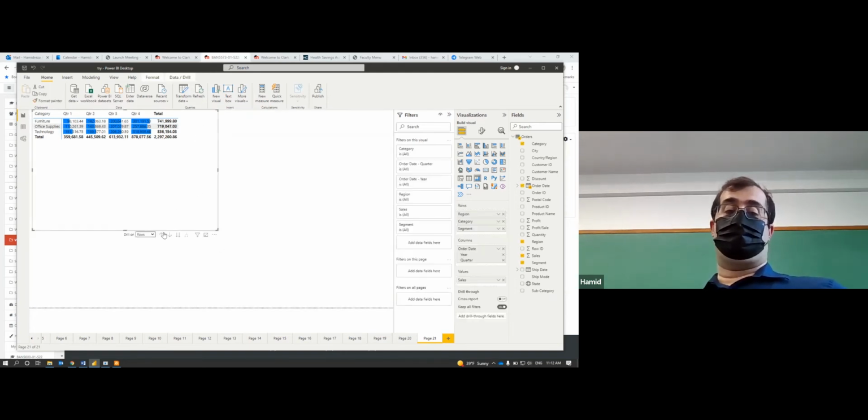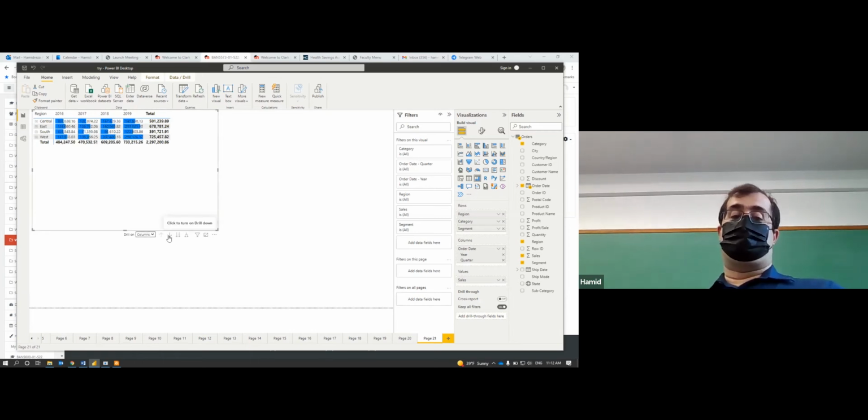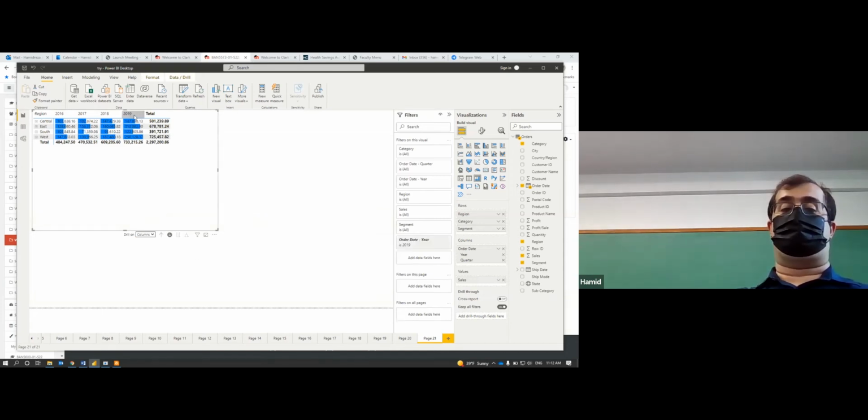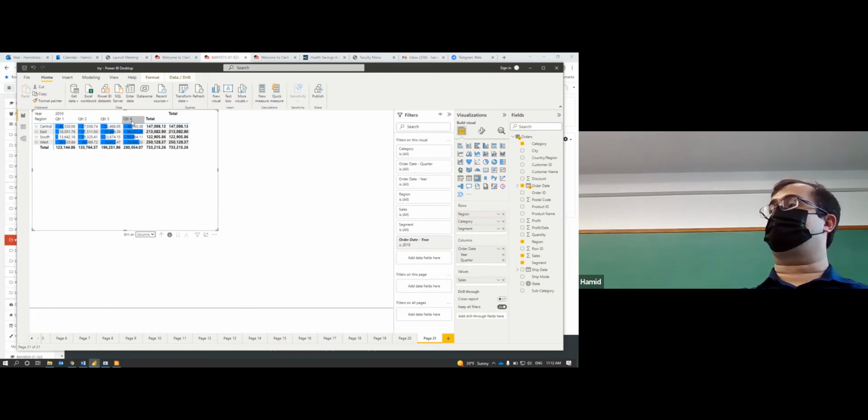So let me go back for both of them, rows and columns. There is another icon, and this is important. The second one is click to turn on drill down. If you click on it, the drill down option is activated. Now you can directly click on rows and columns. For example, let me click on 2019. I go to the quarter.